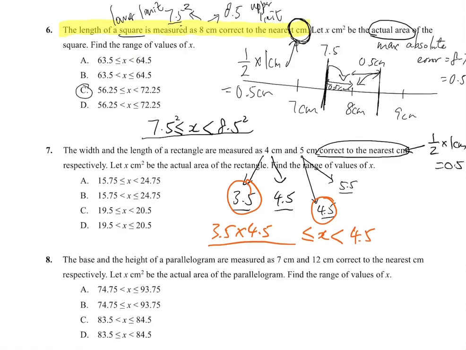I'll use a different color. So these two: 4.5 times 5.5 will be the upper limit. You can do the calculation there as well. So that would be when we want to do any measured values errors for maximum absolute error, and then looking for the lower limit and the upper limit.